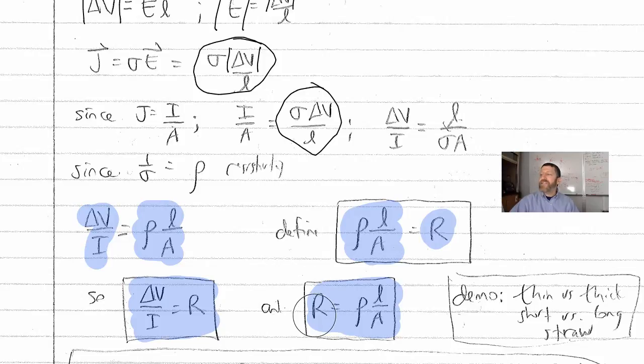Notice our resistance depends on 3 things. It depends on rho, the resistivity, which depends on what? What does resistivity depend on? The material only. But it depends on the length and the cross-sectional area of my sample. Let's go ahead and do a demo that shows that.